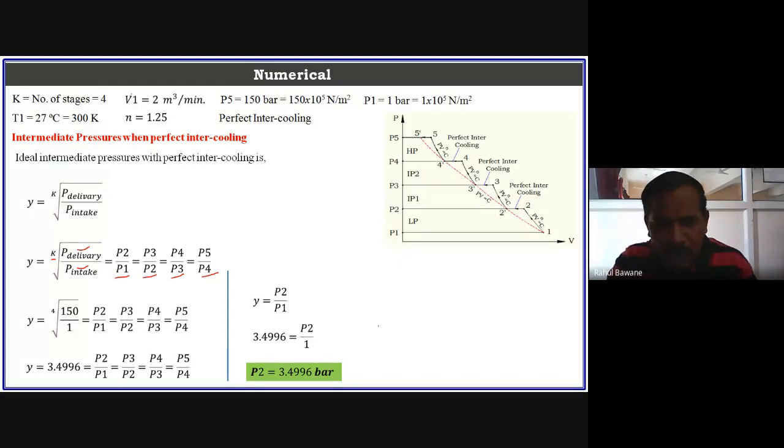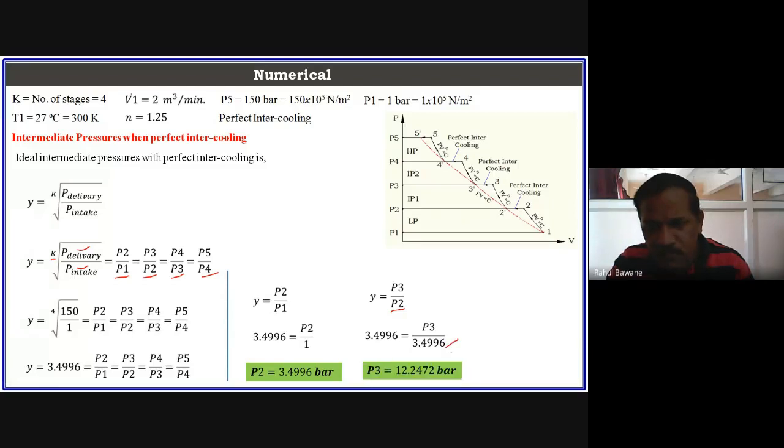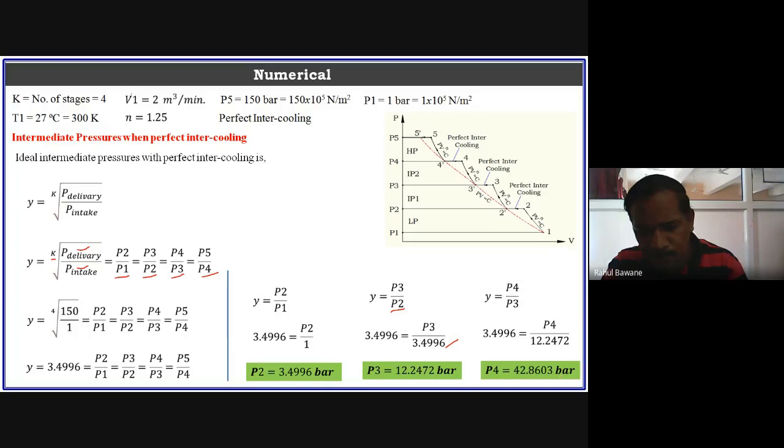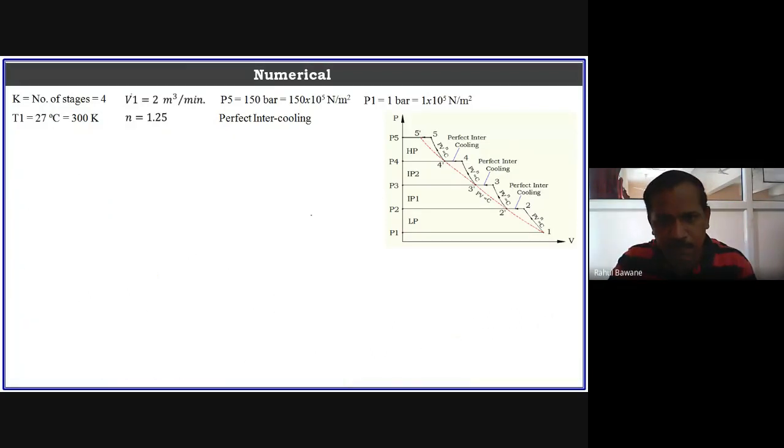Now the same ratio is equal to the second stage P3 upon P2. The value is the same, but now I know P2. Put the value of P2 here, so P3 will be 12.2472 bar. Same compression ratio, so it is equal to P4 upon P3. Put the values to get P4. P5 we already know is 150. So likewise P1, P2, P3, P4, all the intermediate pressures, suction and delivery pressure, we come to know. So these are the intermediate pressures.